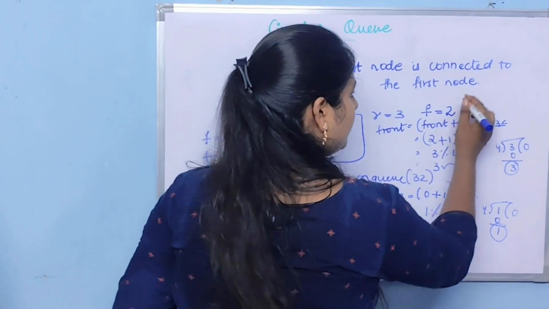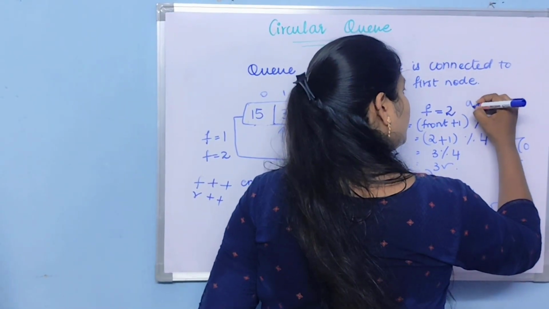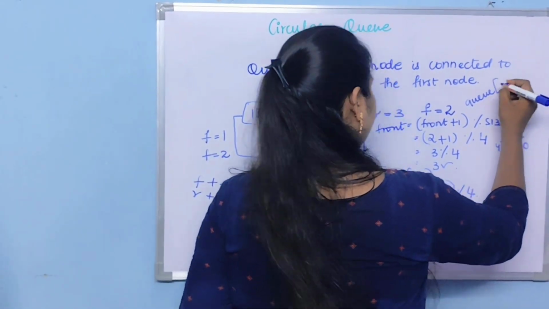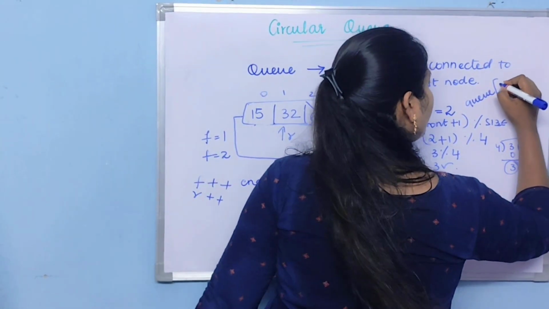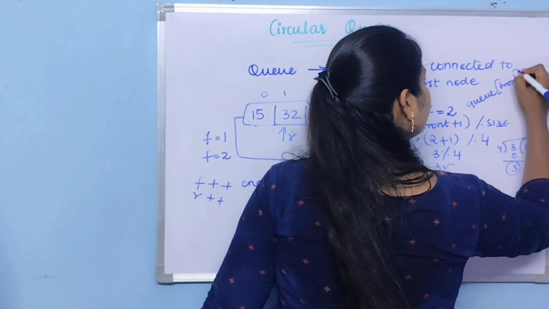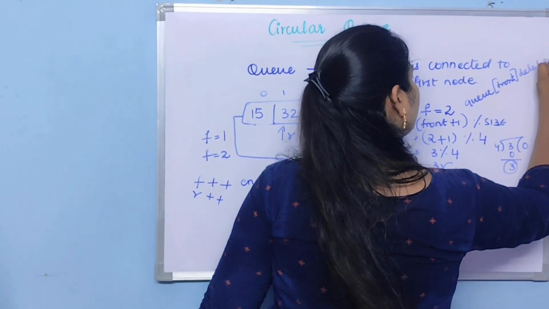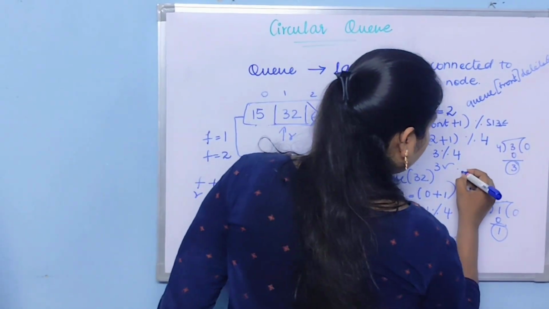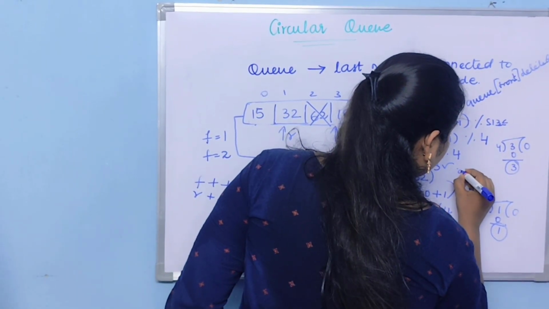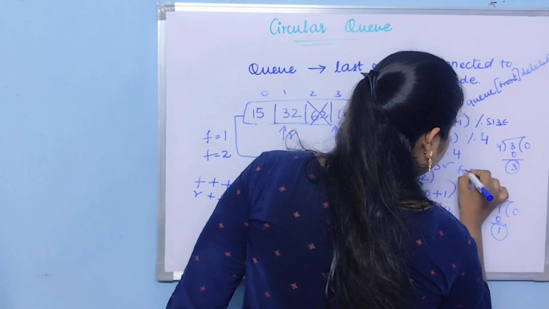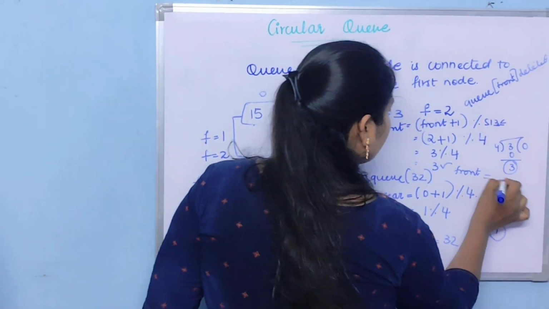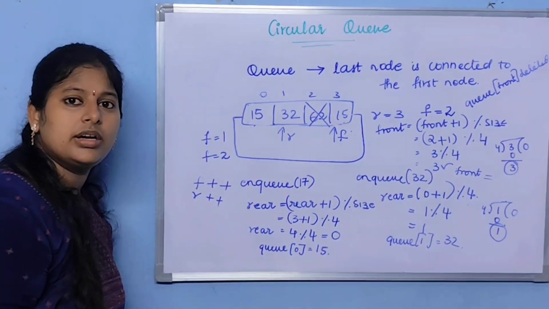Before doing this, first Q of 2, the front, is deleted, and after updating, the updated front equals this, right?